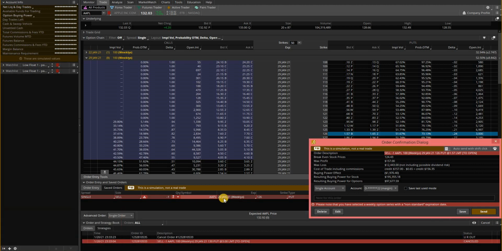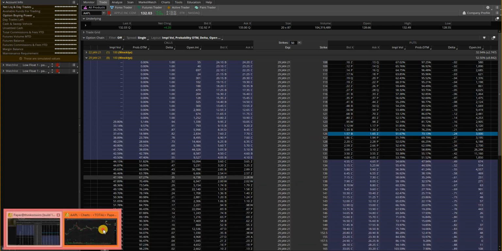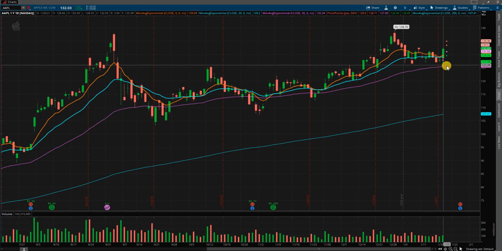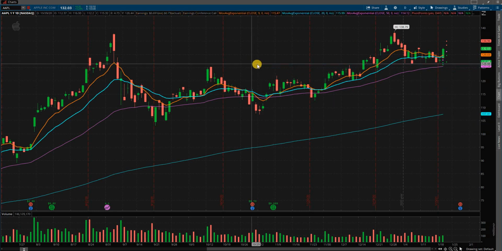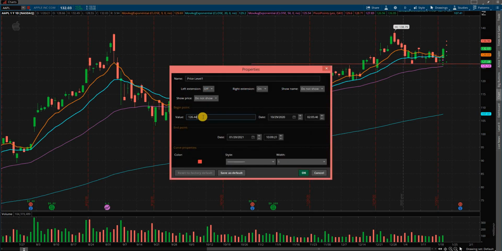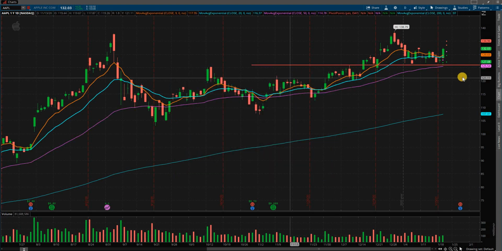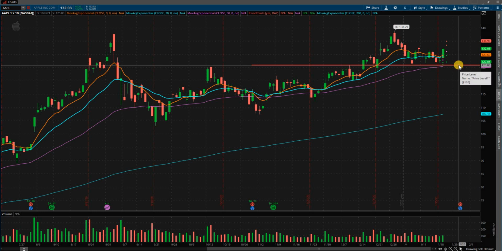Now jumping back to the actual chart, I can show what would happen if we did sell that strike price for that amount. Let me go ahead and add in a line right here for the 126 strike price. So right now I'm selling a put option at the 126 strike price for a max profit of $157. And the reason it's $157 instead of $1.57 is because every option contract is equal to 100 shares.